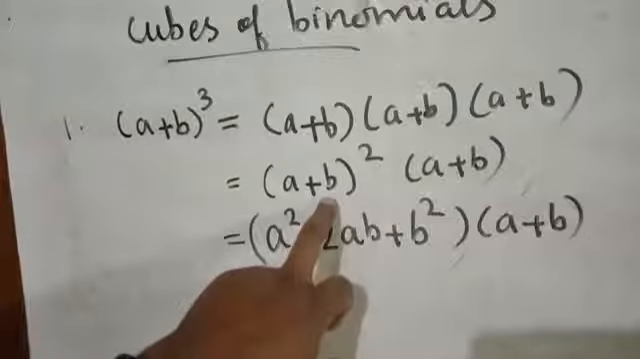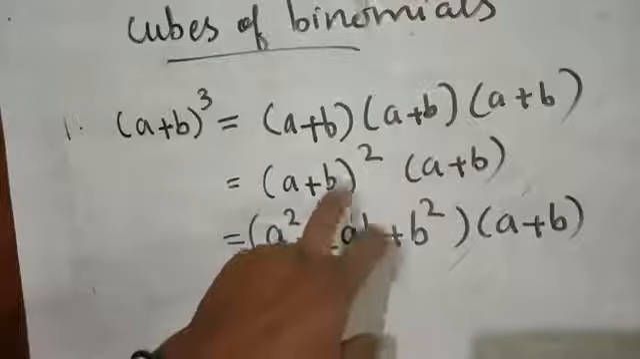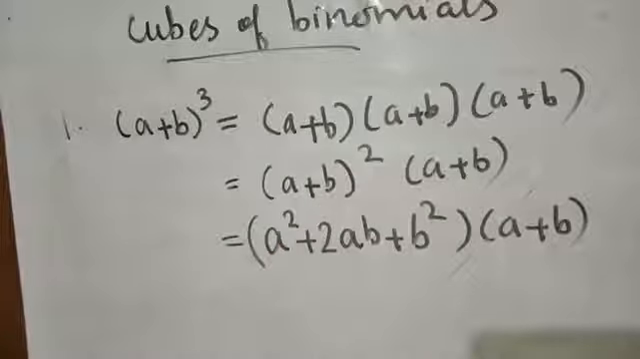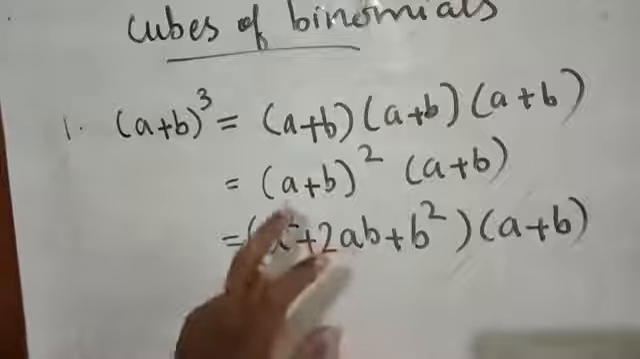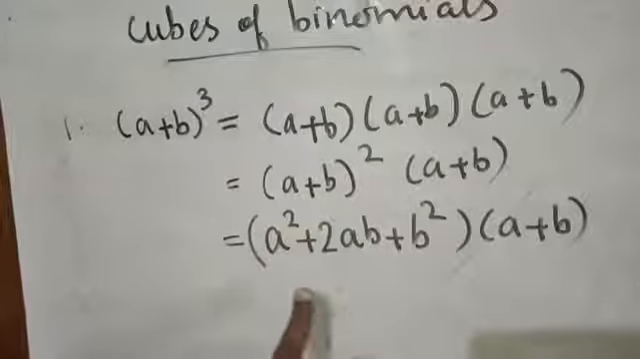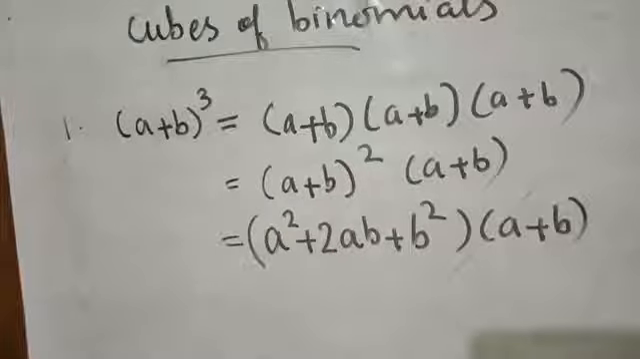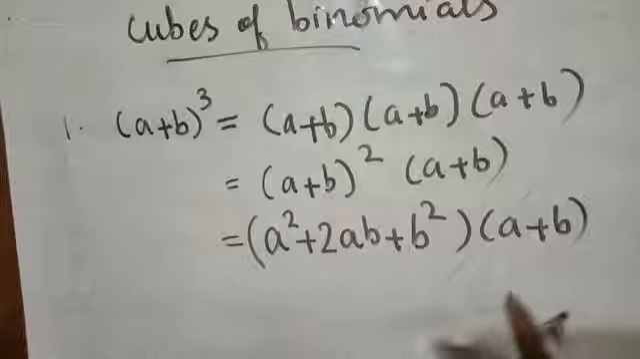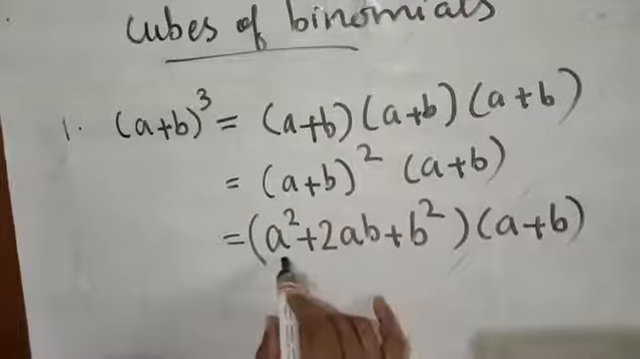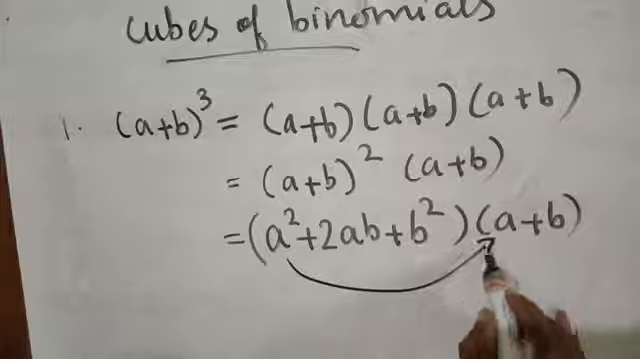We already know the expansion of a plus b the whole square is equal to a square plus 2ab plus b square, into, again one more a plus b. A plus b the whole cube means a plus b into a plus b into a plus b. 2 times a plus b means a plus b the whole square, and its expansion is a square plus 2ab plus b square into a plus b. Now we can multiply, usual multiplication.